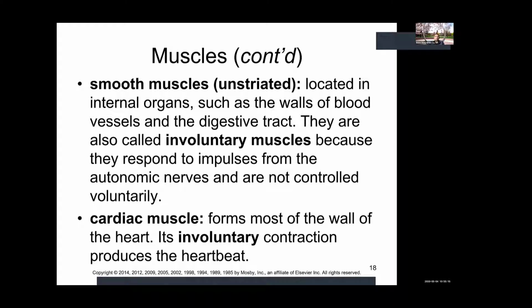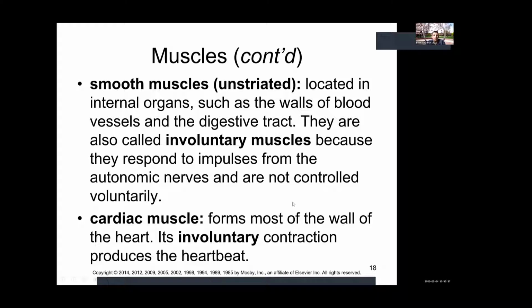Most of the heart itself is cardiac muscle. And again, here, this is involuntary. It's completely handled on its own. Of course, we looked at the SA node in the heart, which is what's controlling the heartbeat as far as an electrical stimulus when we were learning about the heart in the cardio system.